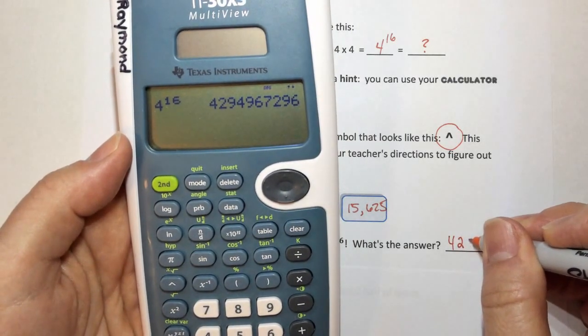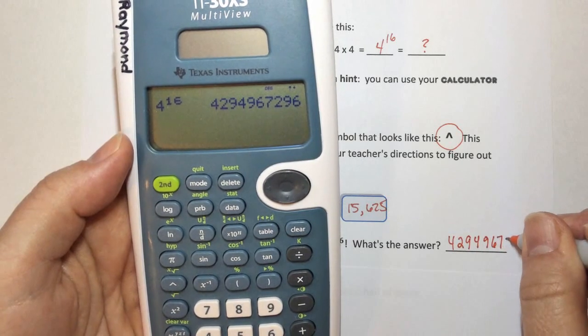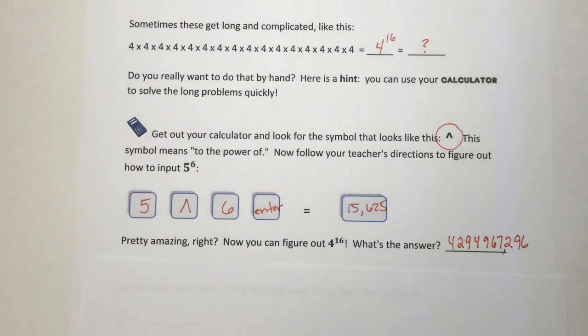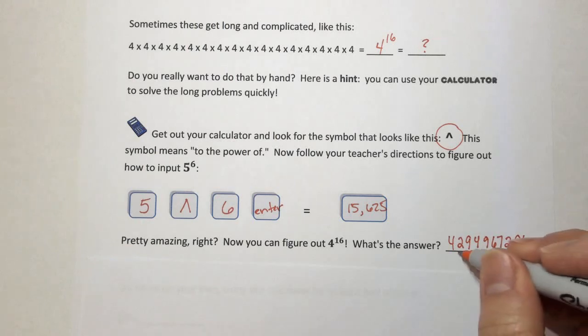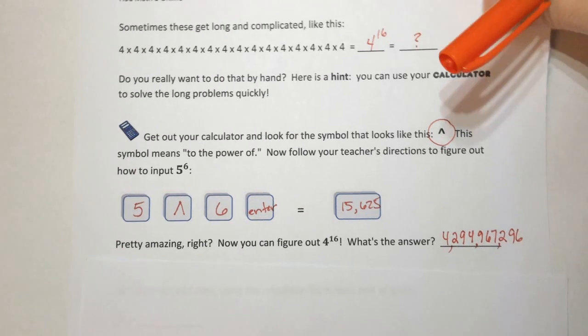4, 2, 9, 4, 9, 6, 7, 2, 9, 6. Okay, and then every 3 in English we do a comma like that. So it's a little bit more than 4 billion. Okay, not something I wanted to do by hand, but it didn't take too long with the calculator.